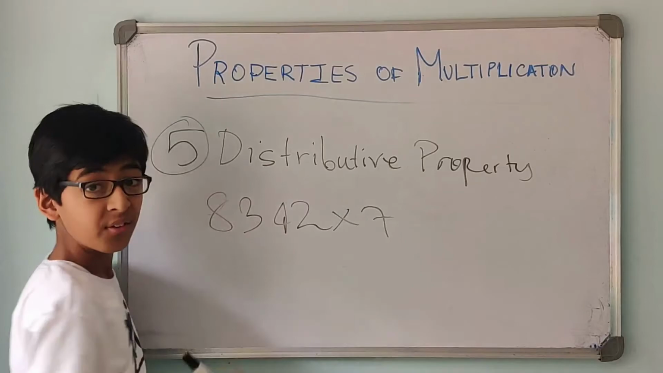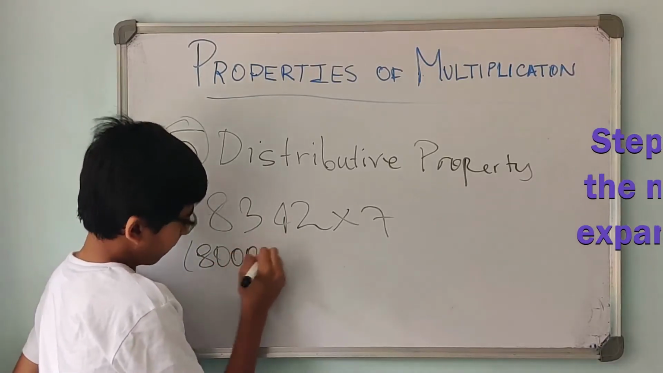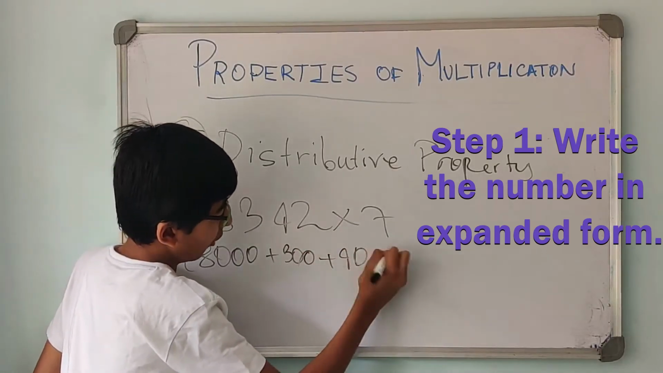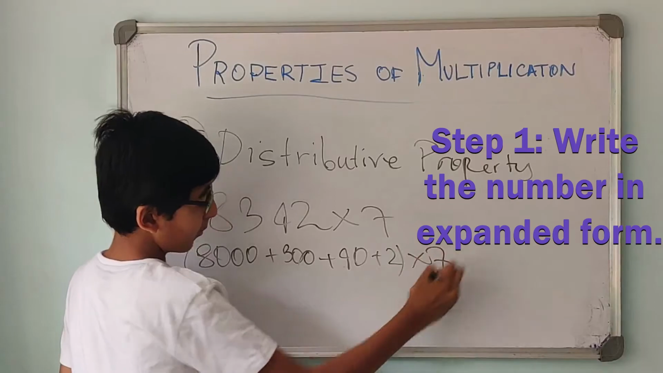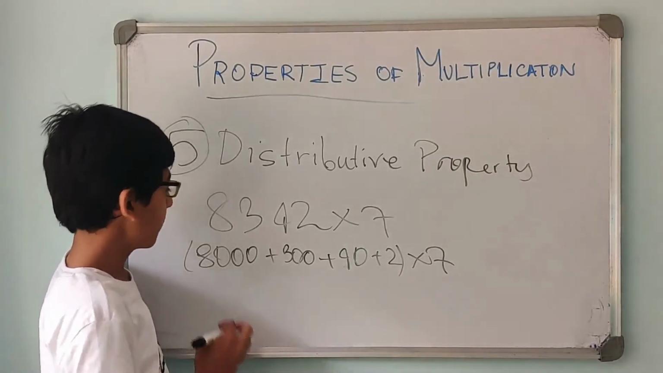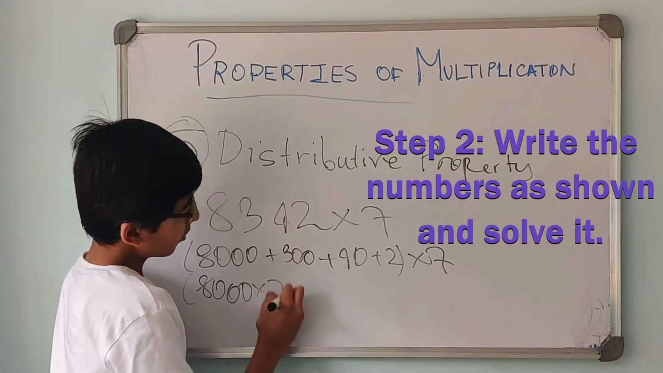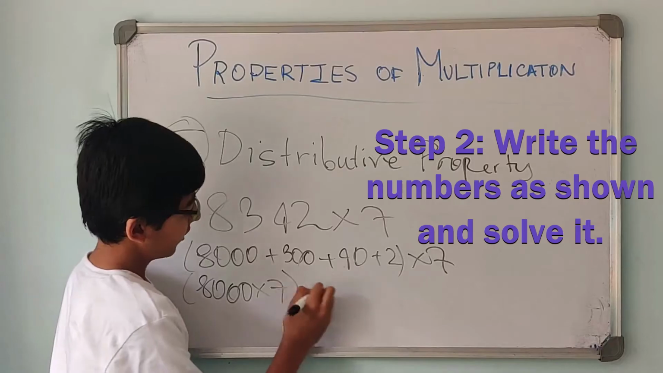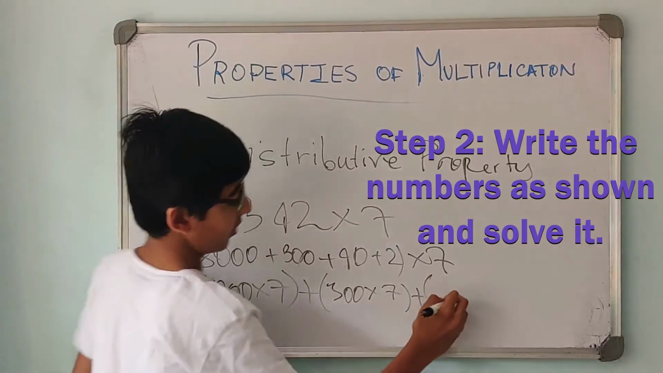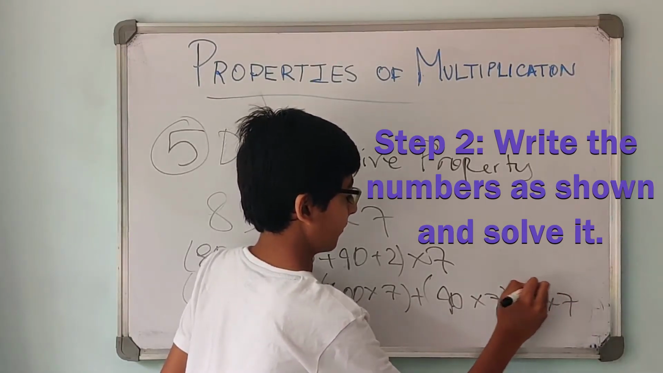Over here, as the name would say, using expanded form. First step is to write the number in expanded form. 8342 can be written as 8000 plus 300 plus 40 plus 2, and this whole thing multiplied by 7. But here also you see that nothing changes. So the answer is going to be 8000 into 7, we'll add that with 300 into 7, and we'll add that with 40 into 7, and we will add that with 2 into 7.